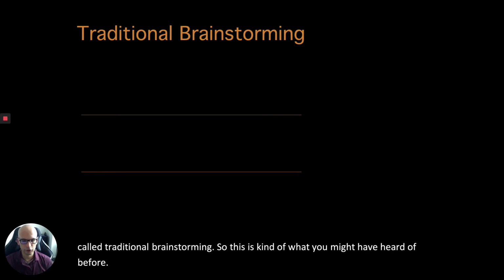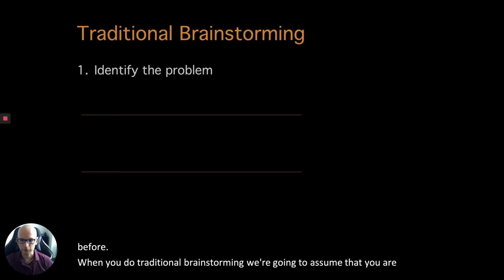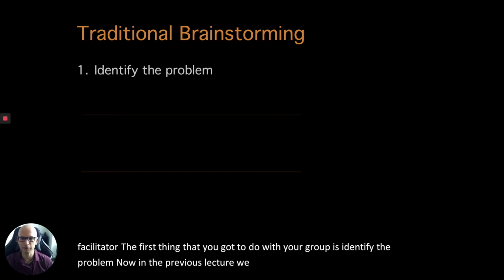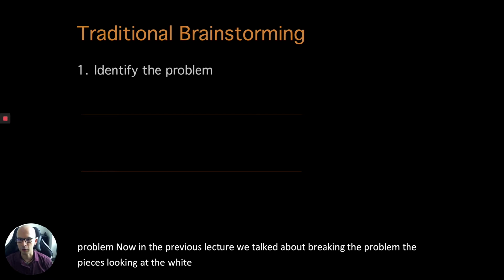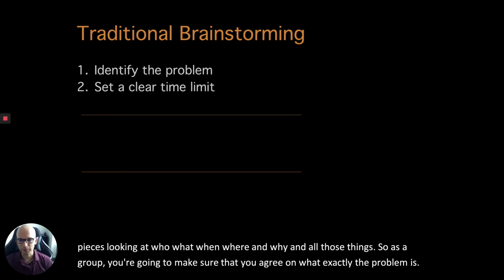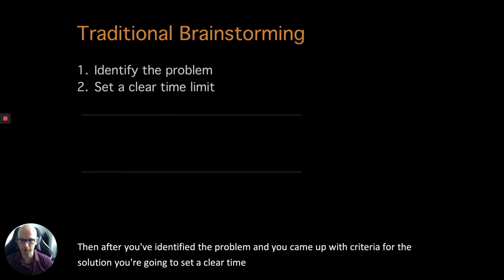When you do traditional brainstorming, we're going to assume that you are the facilitator. The first thing that you've got to do with your group is identify the problem. In the previous lecture, we talked about breaking the problem into pieces, looking at the who, what, when, where, and why, and all of those things. So as a group, you're going to make sure that you agree on what exactly the problem is. Then, after you've identified the problem and come up with criteria for the solution, you're going to set a clear time limit for the brainstorming session.